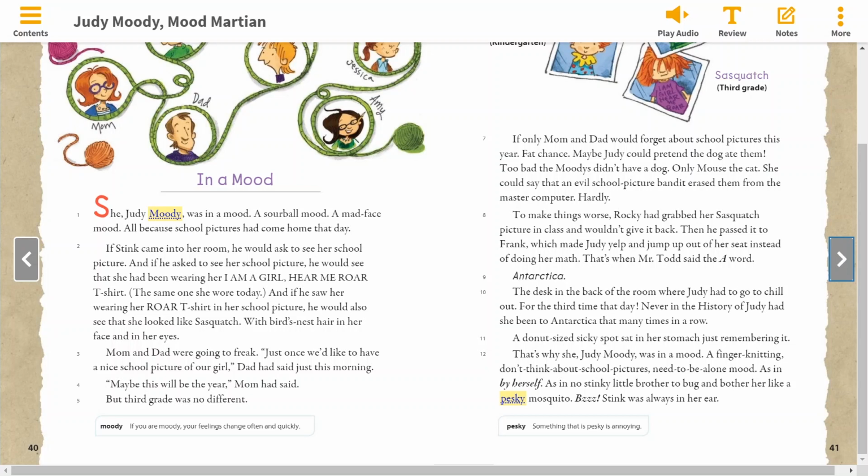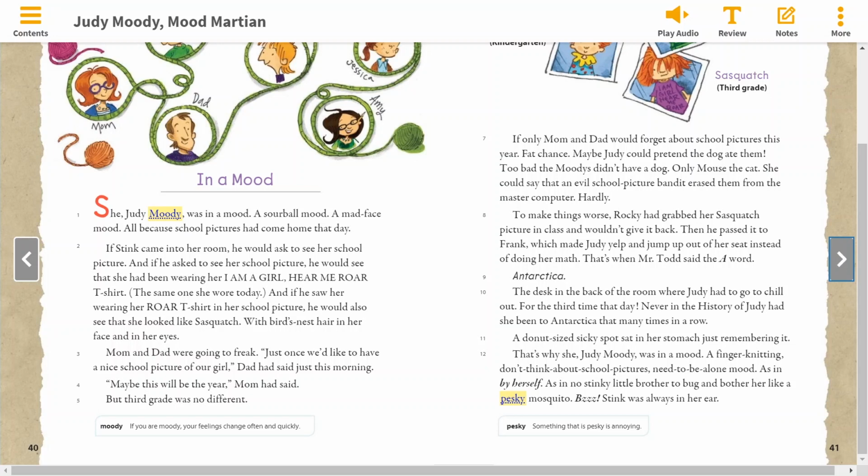If Stink came into her room, he would ask to see her school picture. And if he asked to see her school picture, he would see that she had been wearing her "I am a girl, hear me roar" t-shirt, the same one she wore today. And if he saw her wearing her "roar" t-shirt and her school picture, he would also see that she looked like Sasquatch, with bird's nest hair in her face and in her eyes. Mom and Dad were going to freak.